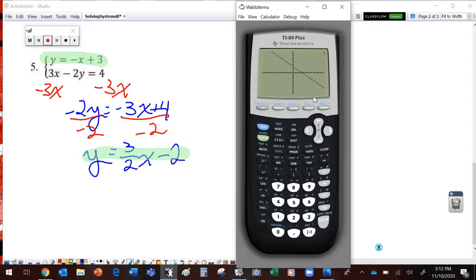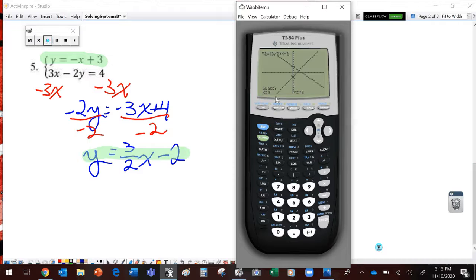And there we see it graphs both of those lines. Now, we want to find the intersection. So we go to second, and then up here in blue on that trace button, it says calc. We're going to calculate the intersection. So we can just press 5, and it'll take us right to finding the intersection. And it's blinking on that first curve, y equals the opposite of x plus 3. Press enter. Second curve, it's blinking right here. Press enter.